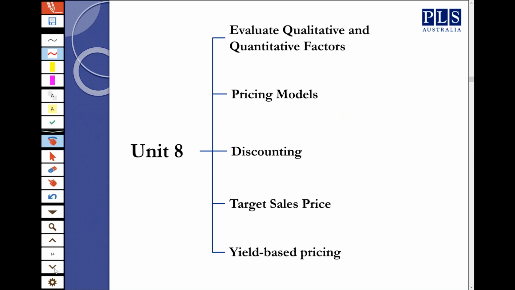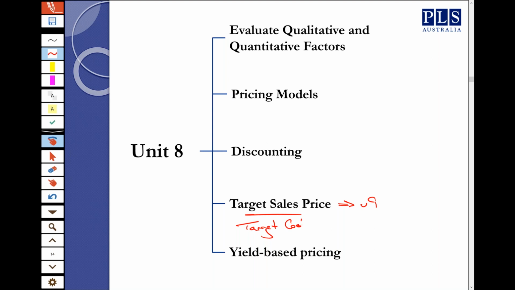As we then jump from there to Unit 8, Unit 8 you are looking at your pricing coverage, and again, I will highlight not a lot of direct examination of Unit 8 of late. I break Unit 8 down into 5 areas: evaluating qualitative and quantitative factors, your pricing models, your discounting, your target sales price, and your yield-based pricing. But even then, I also tend to carry the target sales price coverage across to Unit 9 when we see our coverage with respect to our target costing.